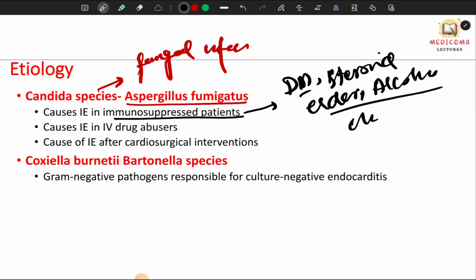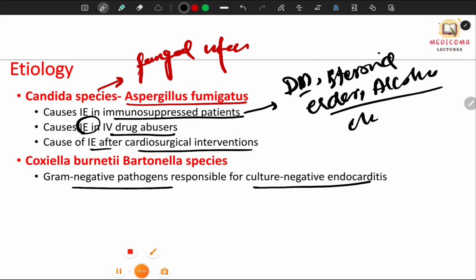They also cause infective endocarditis in IV drug abusers, and after cardiac surgery interventions. And Coxiella burnetii and Bartonella species are gram-negative pathogens responsible for culture-negative endocarditis. So these are the etiologies of infective endocarditis.